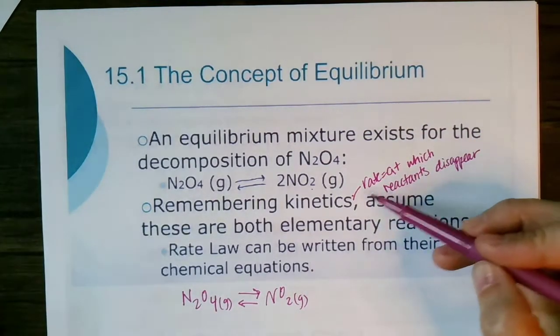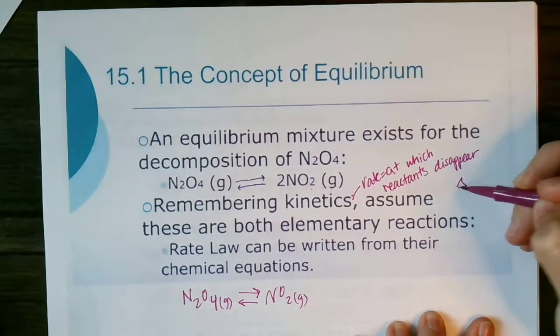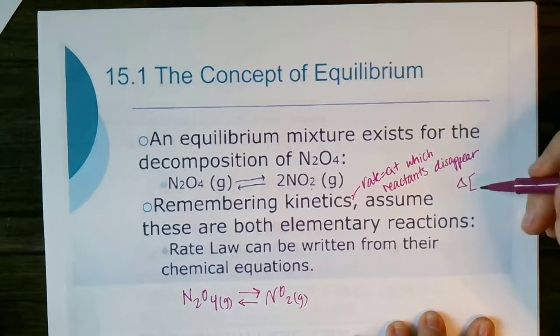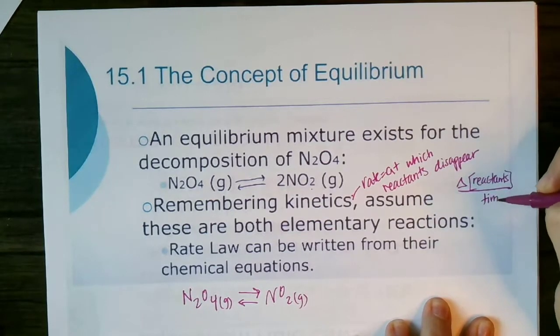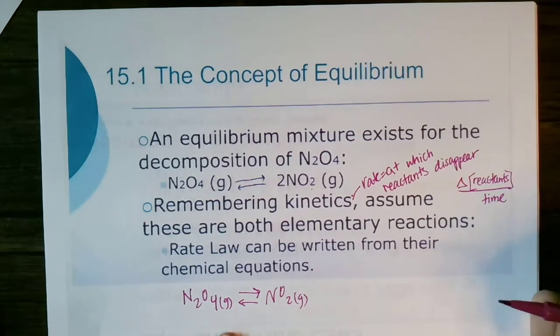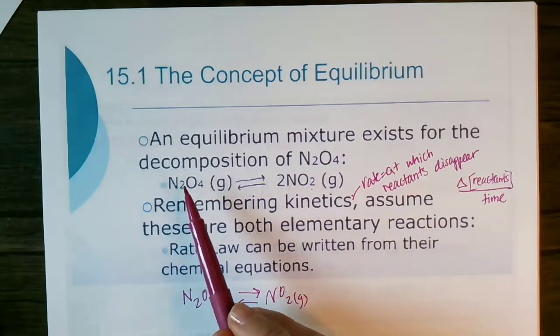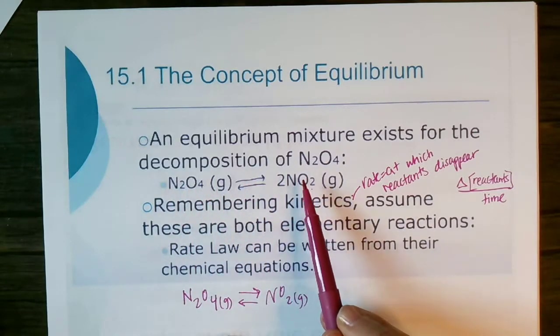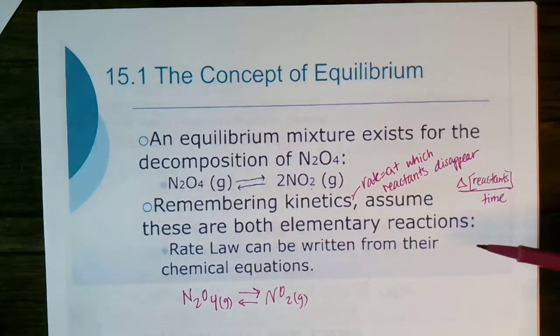And when we think about the rate at which the reactants disappear, we're looking at that change in the concentration of the reactants over time, right? And this is experimentally determined. I mean, there are scientists sitting there with a stopwatch to see how much time it takes for the reactants to disappear and create the products. So we're assuming that these are both elementary reactions.